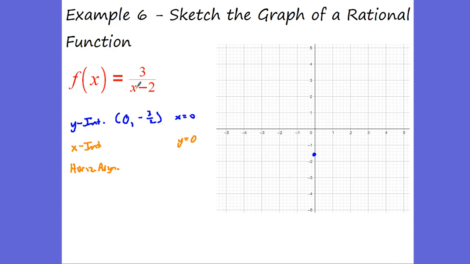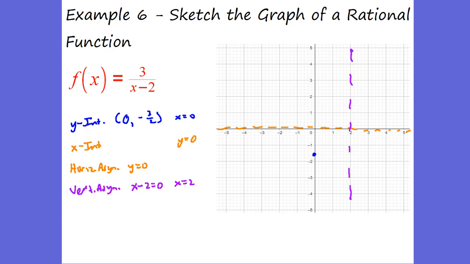The denominator is bigger, which means when the denominator is bigger, y equals 0 is a horizontal asymptote. So I know I have a horizontal asymptote at y is equal to 0. Now let's take a look at my vertical asymptote. How do I find my vertical asymptote? I set the denominator equal to 0. x minus 2 equals 0, which means x is equal to 2 is a vertical asymptote. So I have a vertical asymptote right here.